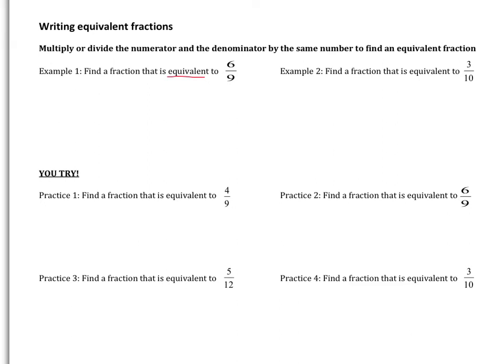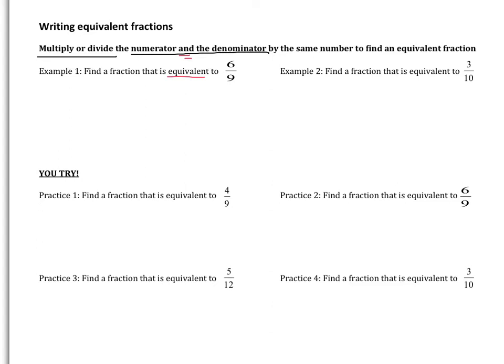The word equivalent means equal. We're looking for fractions that are equal to 6/9. So what we're doing basically is figuring out what is a fraction that is equal to 6/9. Now we have a couple of options. If you see up here, it says we can either multiply or divide the numerator and the denominator by the same number. That's going to give us an equivalent fraction.